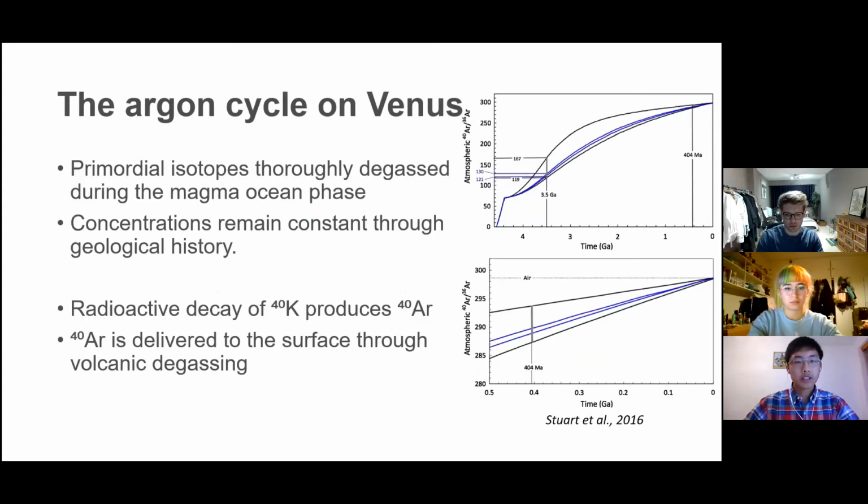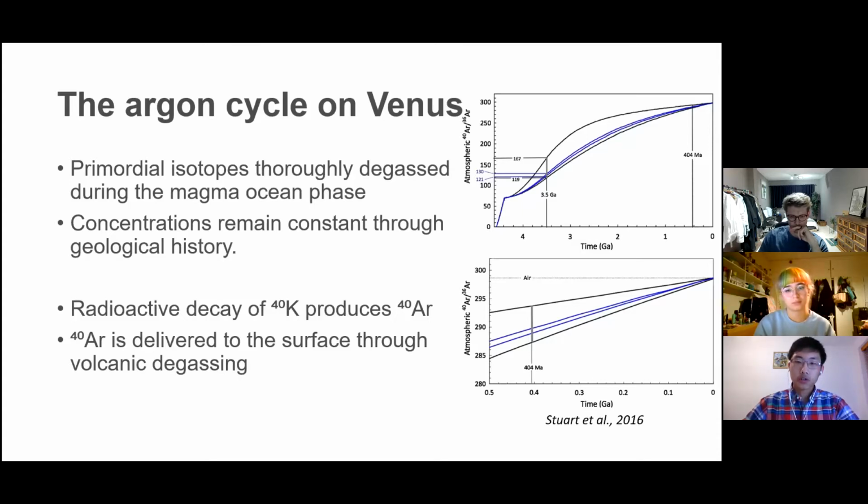So if we look in more detail at the argon cycle on Venus, we can see that it's quite simple. The atmospheric concentration of argon-36 and argon-38 stays constant because they are primordial. They've always been around in the solar system, and so they were incorporated into Venus as it formed. All the primordial isotopes of argon degassed during the magma ocean phase of Venus early on in its history, and therefore they are no longer inside Venus.